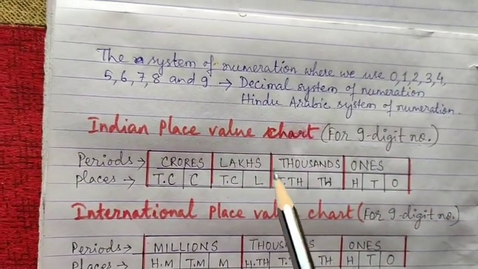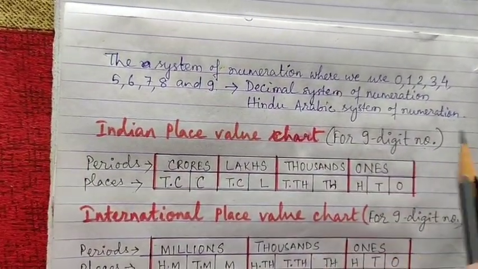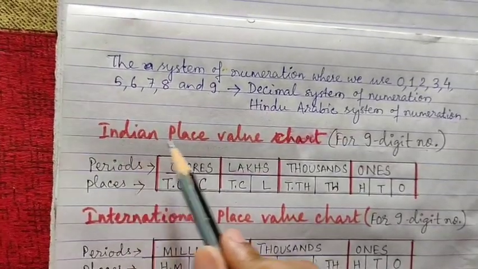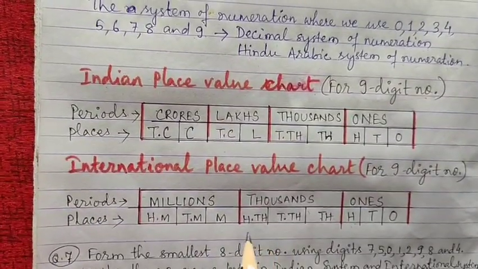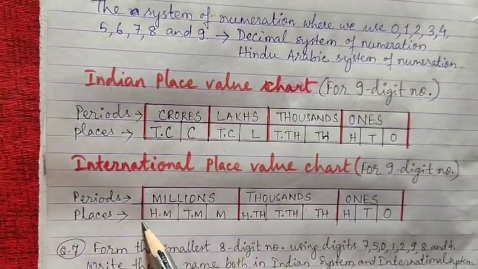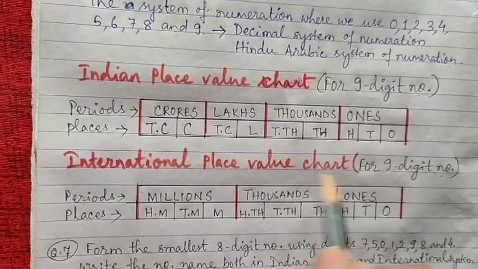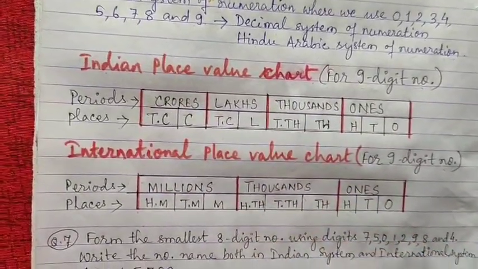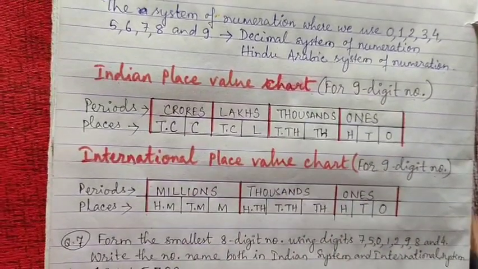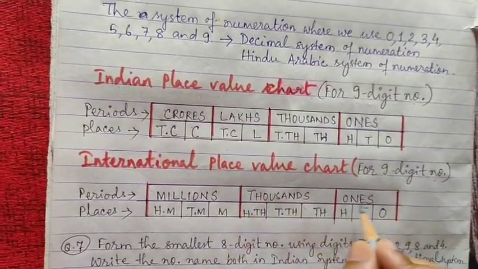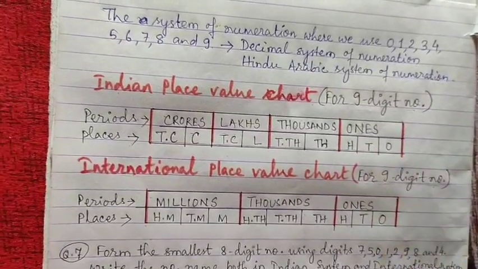So in the last two classes, I told you about the periods and places of a 9-digit number. That place value chart is your Indian place value chart, where we have discussed different periods and places. Today we are going to discuss the places and periods of the same 9-digit number in the international place value chart. International place value chart means the countries outside India, or most of the countries in the world, use this international place value chart. So here I am going to tell you different periods and places for the same 9-digit number. So let us start from the right hand side.